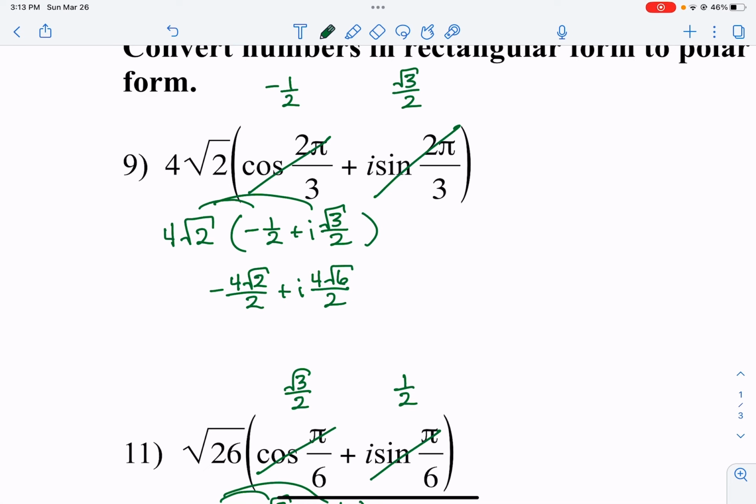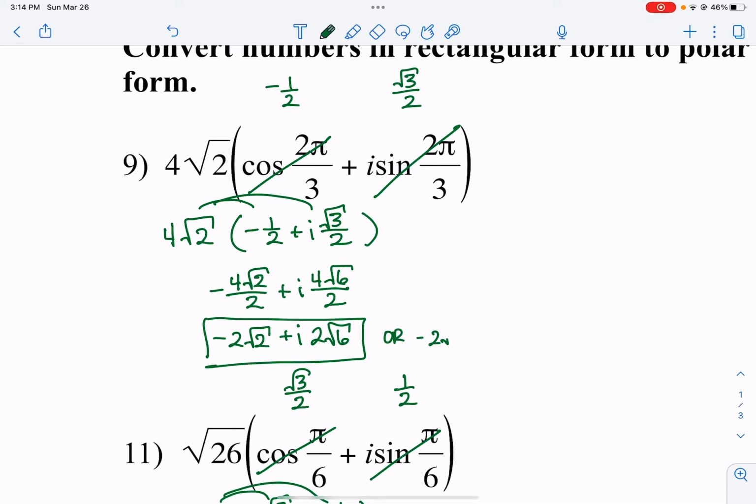So you don't want to stop here, though, because we can simplify this part and this part, right? 4 over 2 is just 2. So we end up with negative 2 square root of 2 plus I times 2 square root of 6. That right there is the answer. Again, keep in mind, I could also write it with the I coming after the component. That's fine too. Doesn't really matter if the I is in front or at the end.